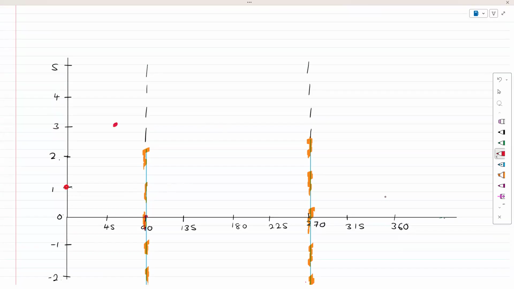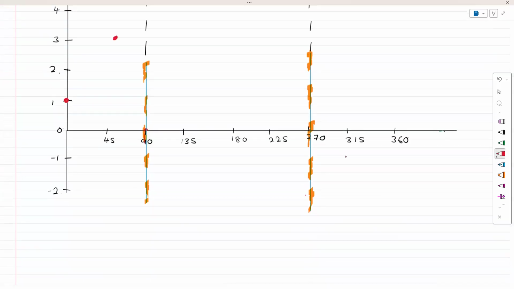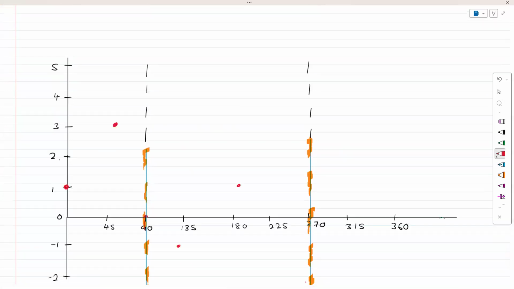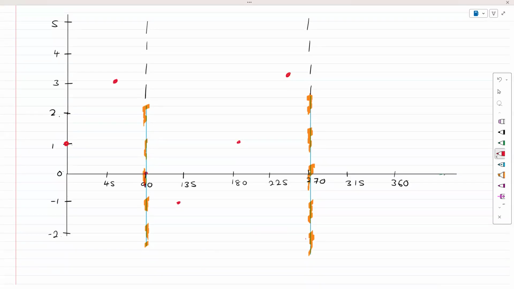90 is still an error, always an error. 135 gives minus 1. 180 gives 1, look at that complete skip that's there. And 225 gives 3. This goes all the way there. Same thing, 270 is an error. 315 is minus 1. And 360 is a 1 in general.